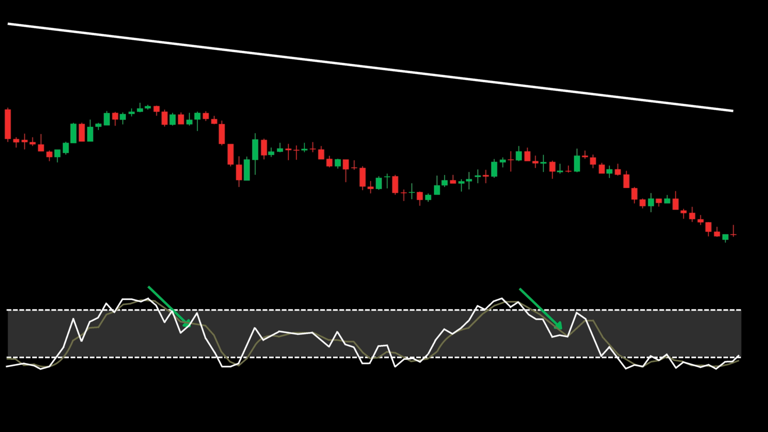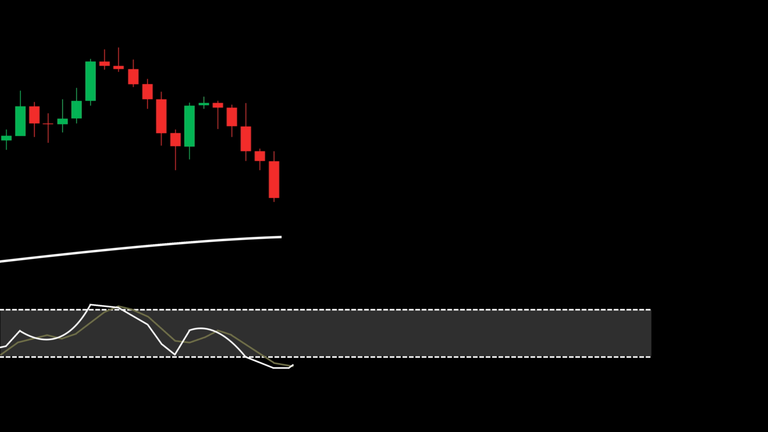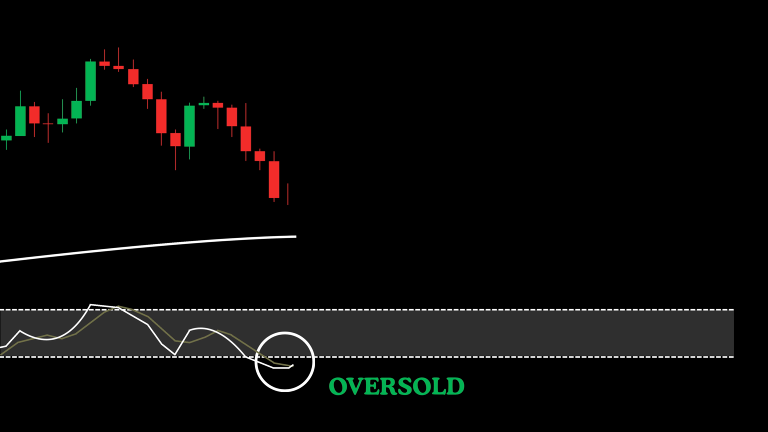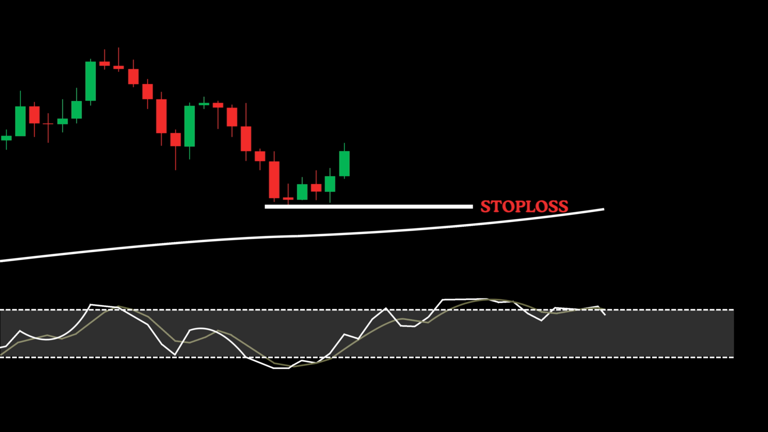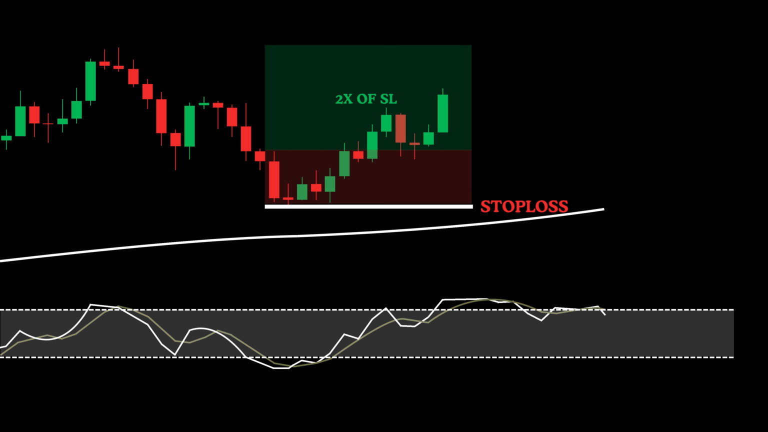Let's look at some examples. Here, the price or candle is above the 200 EMA, which indicates that we should only focus on buy signals. Next, notice that the stochastic is currently in the oversold zone, but we shouldn't enter a trade right away. We wait until it crosses the oversold level and starts moving upward, then we can take the trade. The stop loss is placed above or below accordingly, and the profit target is set at double the stop loss. Now, our target becomes clear.